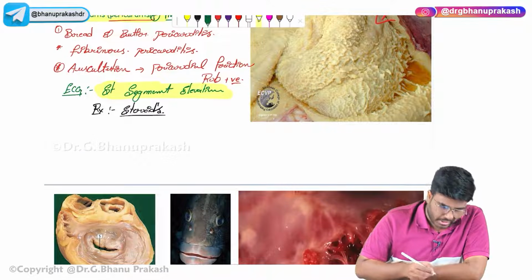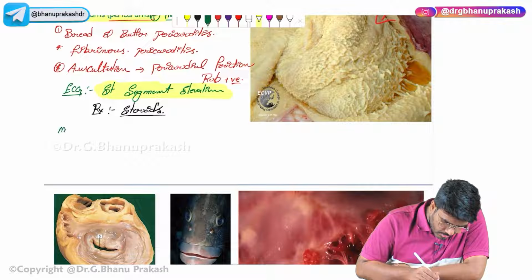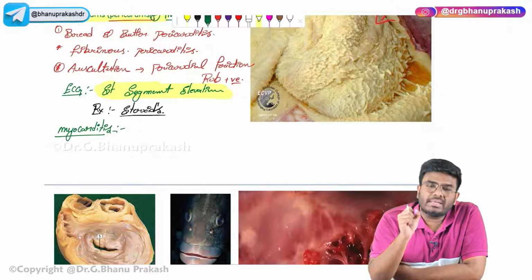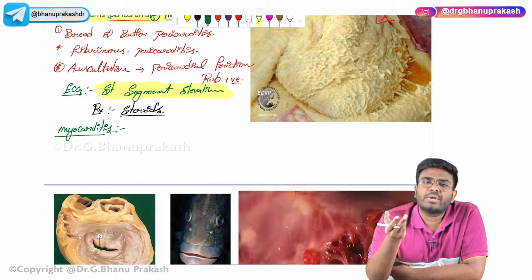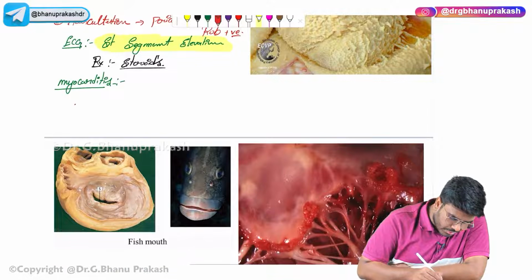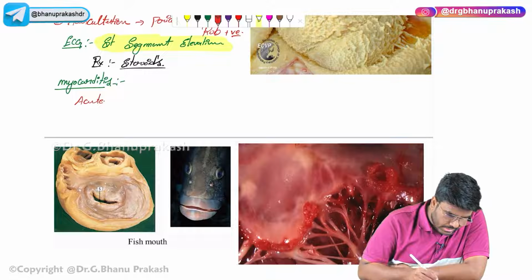Not only the pericardium, the myocardium will also be affected. So, in myocarditis, the myocardium, the heart muscle, is not going to contract properly. When it is not going to contract properly, what will happen? That can lead to acute congestive heart failure.